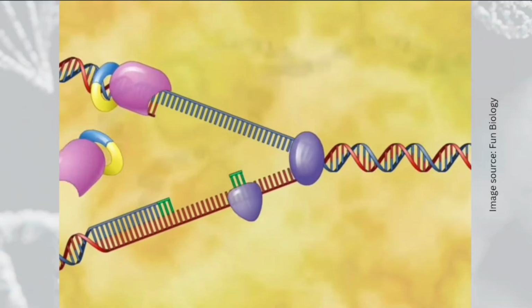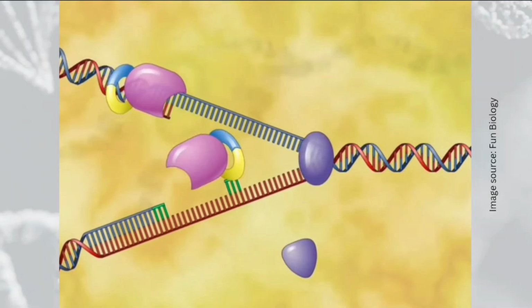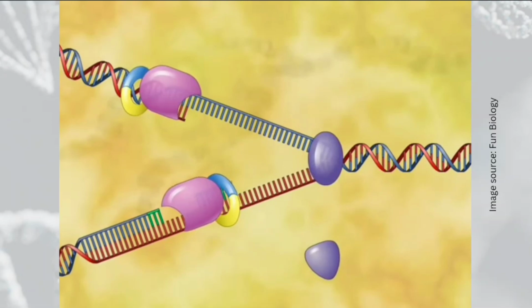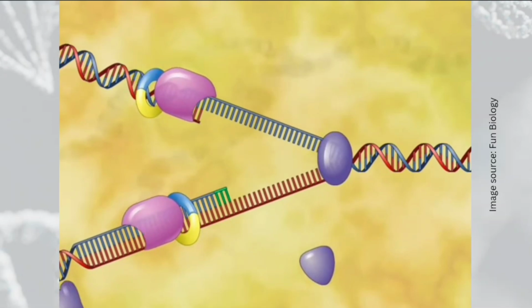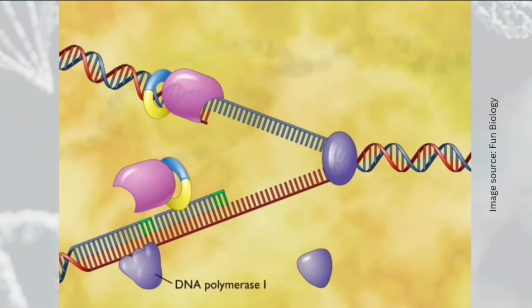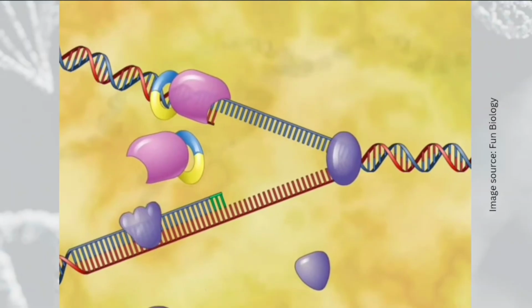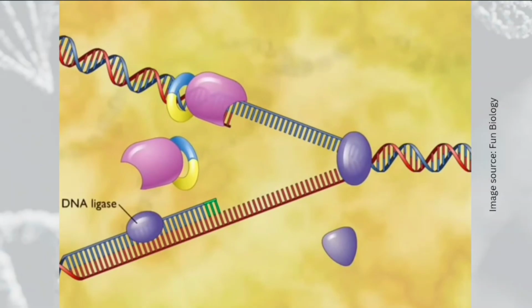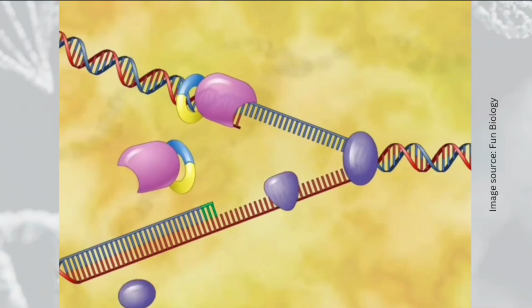Here you can see again the primase came and again the DNA polymerase 3 makes the lagging strand or the Okazaki fragment, and DNA polymerase 1 will come to see if any error is there, and the ligase will finally bind and seal the gap.